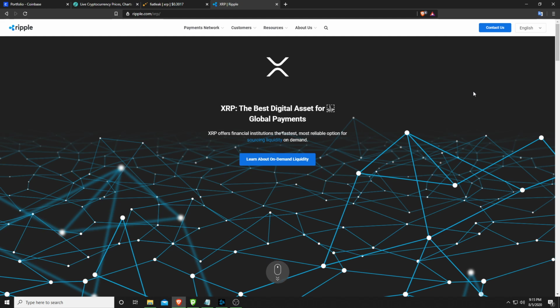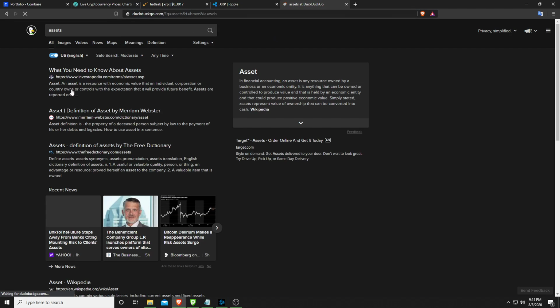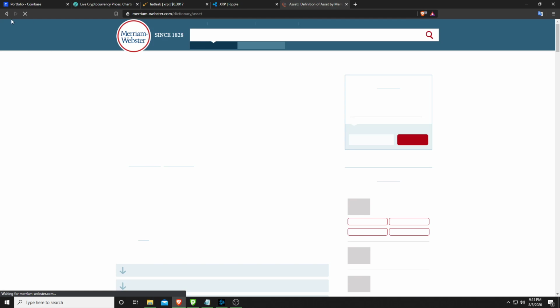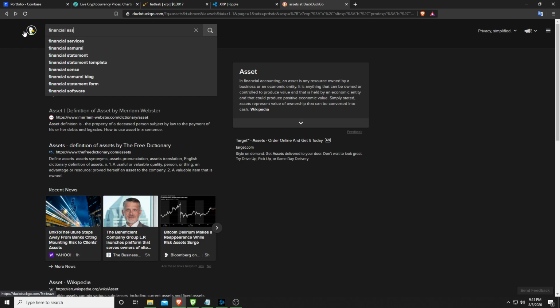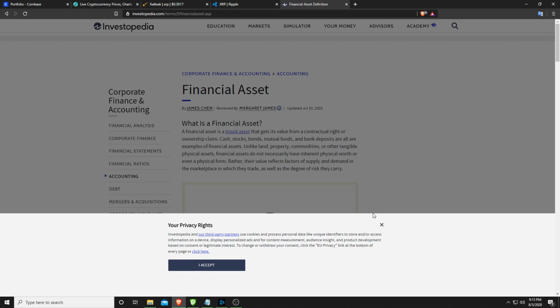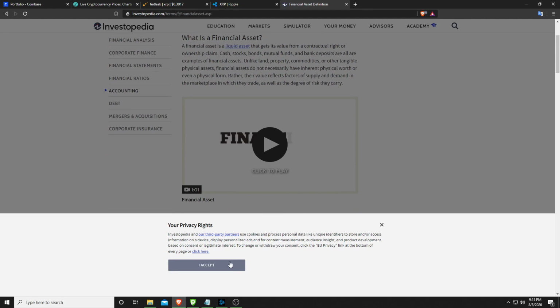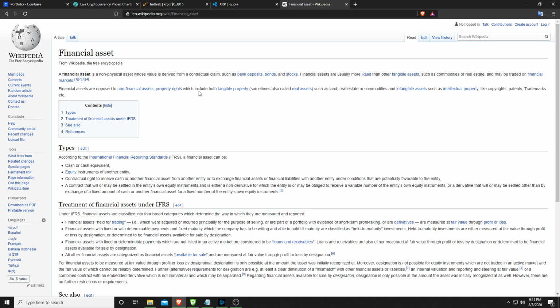And so the assets, if we Google financial assets definition. So a financial asset is a... Okay. Let's just go to Wikipedia.